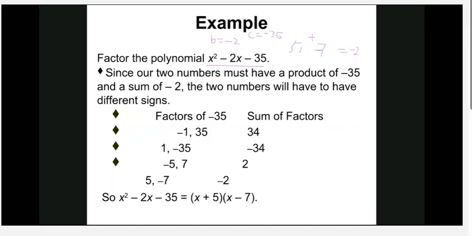All right, you can give it a little bit of a try here. You can try negative 1 and 35. Add up together will be 34. 1 and negative 35, this add up together is negative 34, in here, again, is not matched. So we have b is negative 2, so apparently this is the group that will work. So we factor this into x plus 5 and x minus 7.